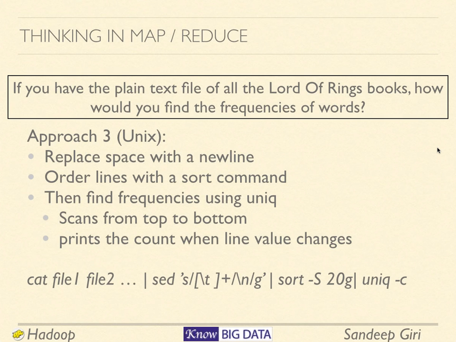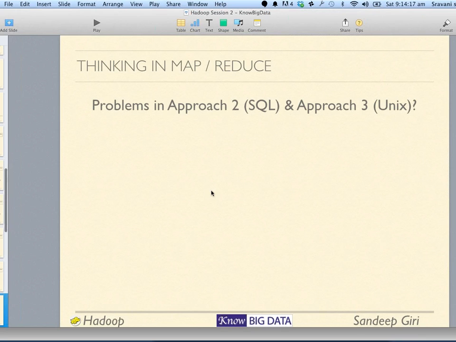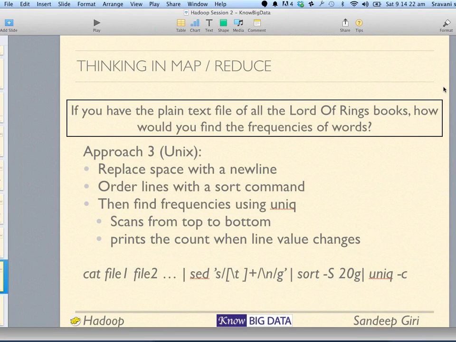In this approach, it's a very simple Unix command. What I did first was take all the books of Lord of the Rings, concatenate all of those files and print them onto the standard input. Okay, who is not aware of Unix pipes? Let me just go this way.